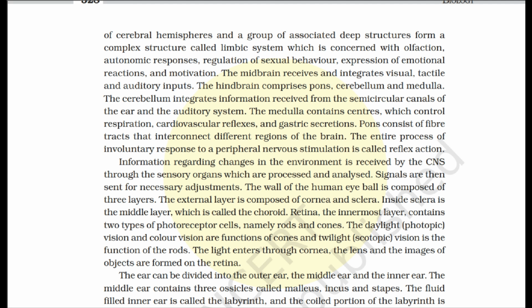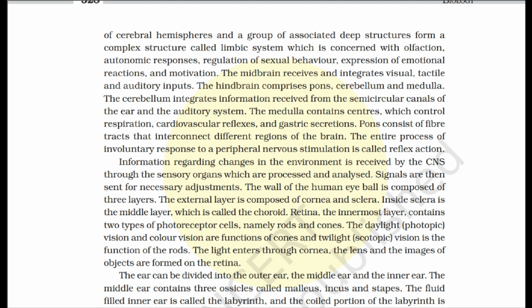The wall of the human eyeball is composed of three layers. The external layer is composed of cornea and sclera. Inside sclera is the middle layer, which is called the choroid. Retina, the innermost layer, contains two types of photoreceptor cells, namely rods and cones. The daylight, photopic, vision and color vision are functions of cones, and twilight, scotopic, vision is the function of the rods. The light enters through cornea, the lens, and the images of objects are formed on the retina.